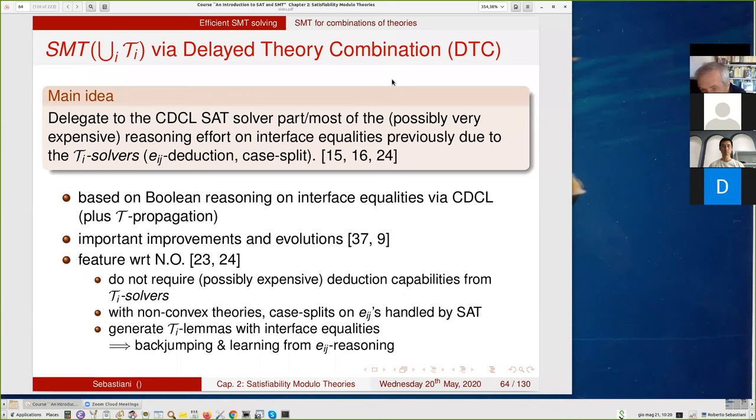Instead, we have proposed a different technique, which is called delayed theory combination. Later it was further improved by de Moura and colleagues into model-based theory combination. The idea was to involve the SAT solver in the theory combination. So far it was simply a combination of theory solvers, and then when they were combined, they interacted with the SAT solver. The idea was instead to combine the SAT solver with the theory solver separately and involve the SAT solver in the combination. In particular, this had two effects: to delegate to the SAT solver some reasoning effort which in the previous approach was delegated to the theory solver, in particular the deduction of interface equalities and the handling of the case split in case of non-convex theories.